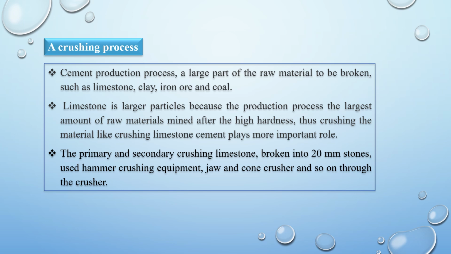Students, he said that the crushing of raw material is very necessary. Different crushers are used, and those crushers convert the limestone or the clay, which are raw materials used for the cement industry, into the size of 20 mm stones by using different equipments like hammer crushing equipments, jaw crushers and cone crushers.